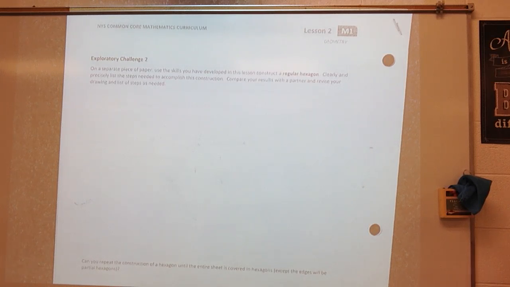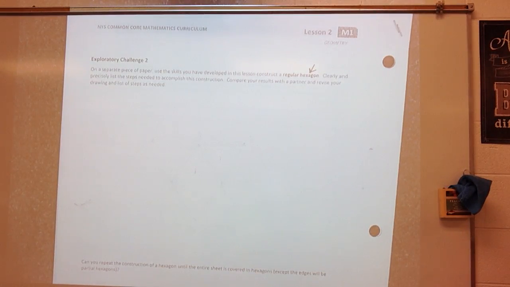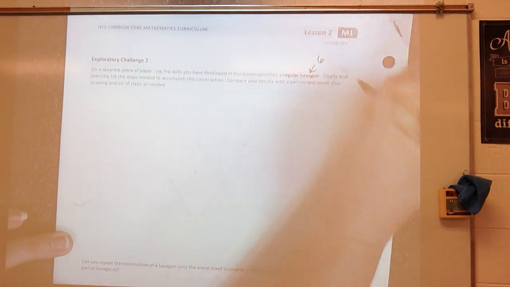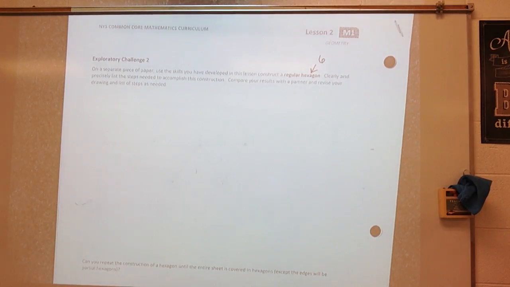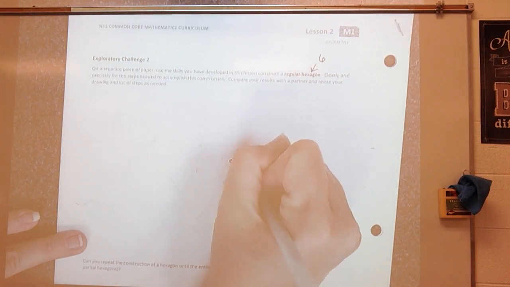Okay, so the first thing we need to know is how many sides a hexagon has. A hexagon has 6 sides, which means how many circles am I going to have to draw? I'm going to have to draw 6 circles. Alright, so where do I start? This one's a little bit different. I'm just going to start with a letter. So I'm going to start with the letter K.